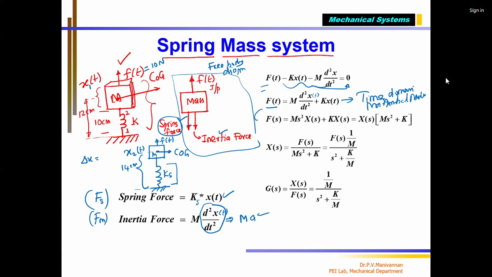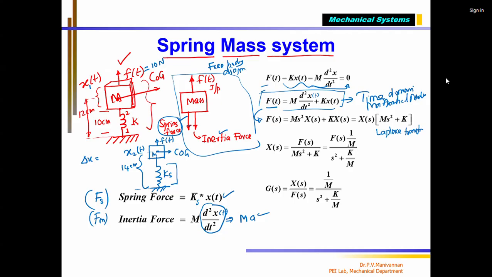Now, this is converted using the Laplace transform. Using the Laplace transform, you can convert this differential equation, this second order differential equation, into an algebraic equation. If you convert it to an algebraic equation, the equation becomes very simple to do calculations with.